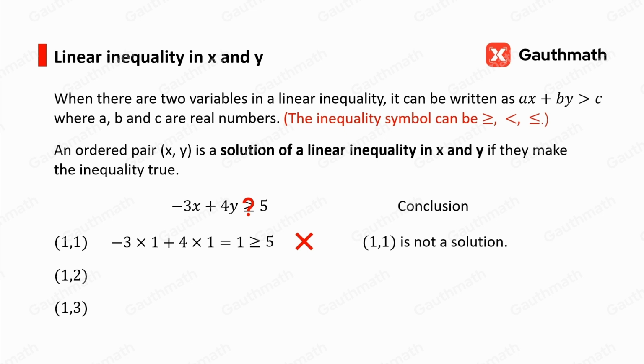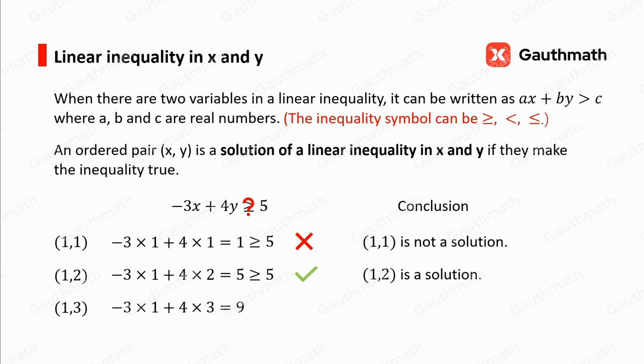The second one: substitute x equals 1 and y equals 2 into the inequality, and the left side is 5. Is 5 greater than or equal to 5? Yes, it is true. So (1, 2) is a solution of this inequality. The third one: substitute x equals 1 and y equals 3, and we get 9 is greater than or equal to 5, which is also true. So (1, 3) is a solution.